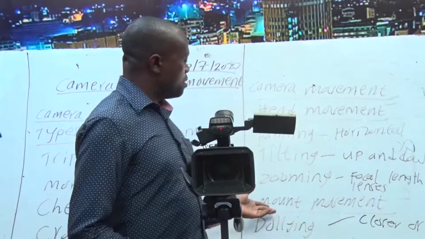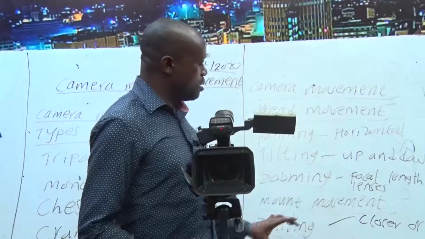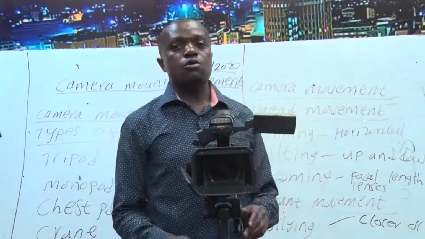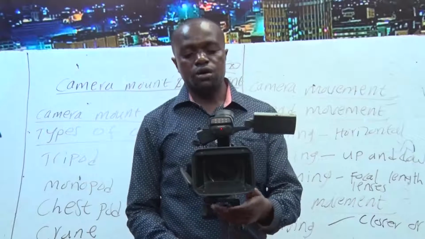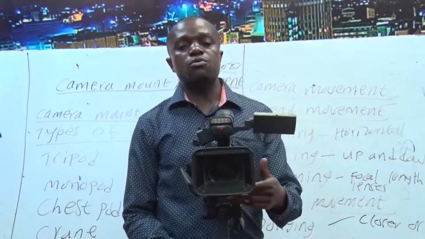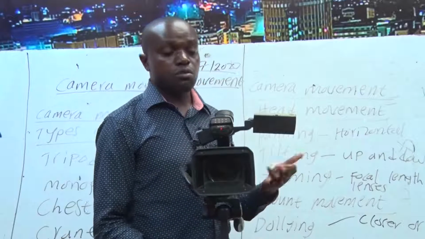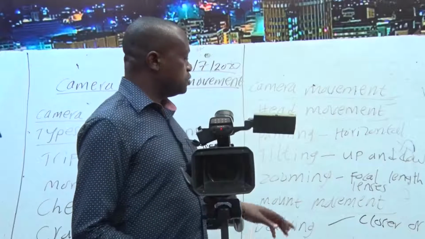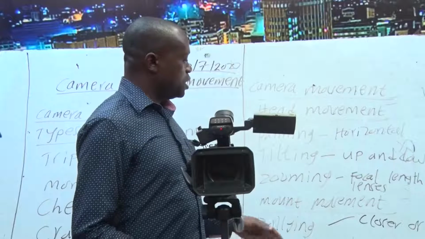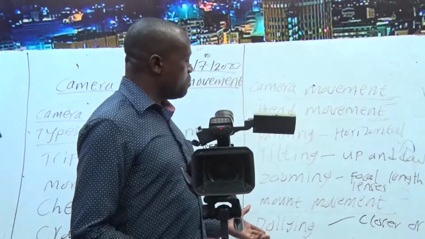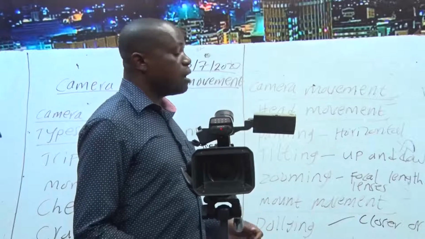Then still we have mount movement, or else camera mount movement. And we are talking about camera mount movement. You as a videographer, or as a camera personnel, you are moving the camera from one position to another. You're not standing at the same position from where you are when you're talking about camera mount movement. And the first type of camera mount movement is what we call camera dollying.